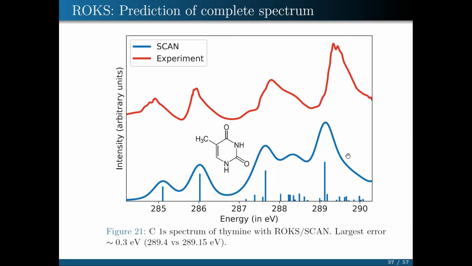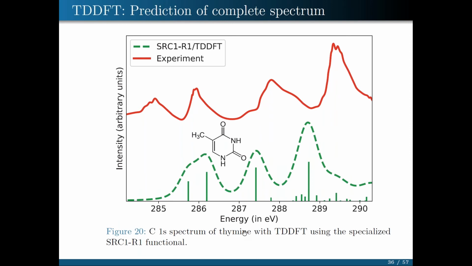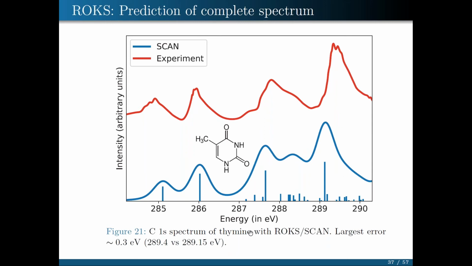And keep in mind that this result was obtained using a local meta-GGA like SCAN, as compared to a range-separated hybrid functional like SRC1R1. So the actual computational scaling of this problem is lower, because we can use a local functional instead of a hybrid.